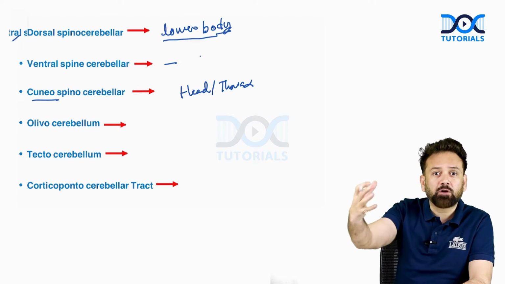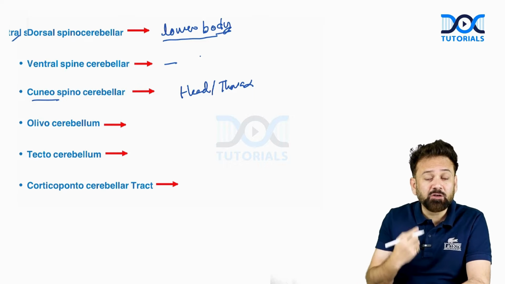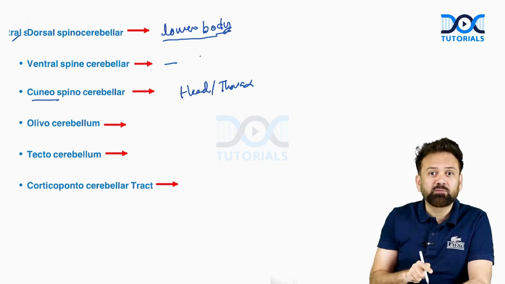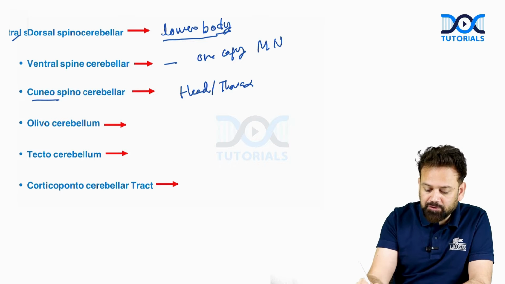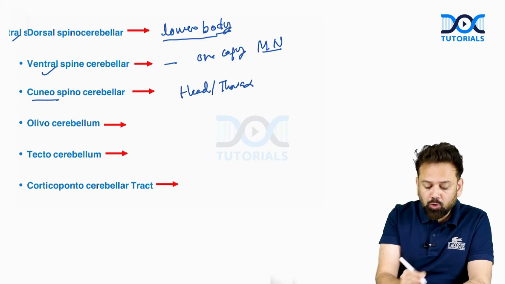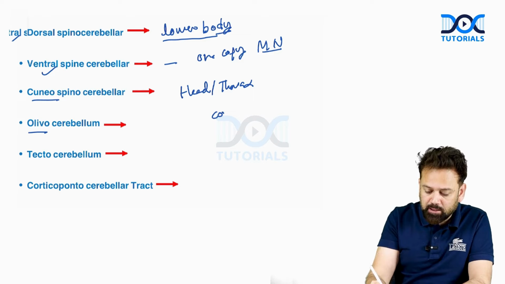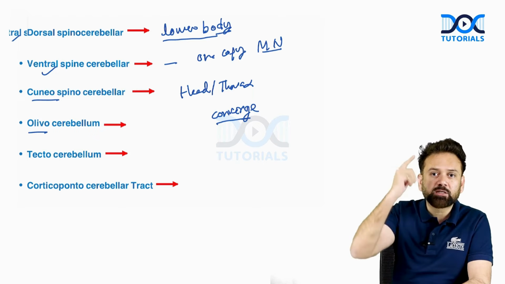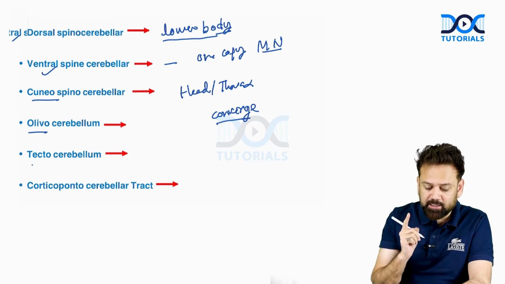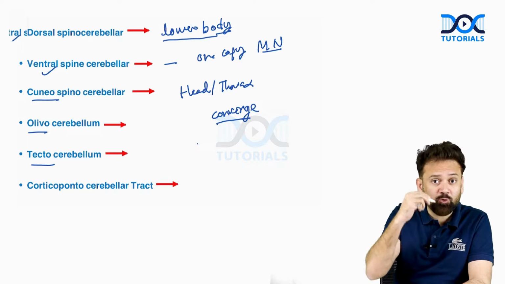Suppose I want to pick a glass of water. Even before picking the glass of water, that information will reach the cerebellum to coordinate the movement. So one copy of the anterior motor neuron will reach the ventral spinocerebellum. Olivo, whatever information is left, all will converge to the inferior olivary nucleus, and they will take it to the cerebellum by olivocerebellar tract.